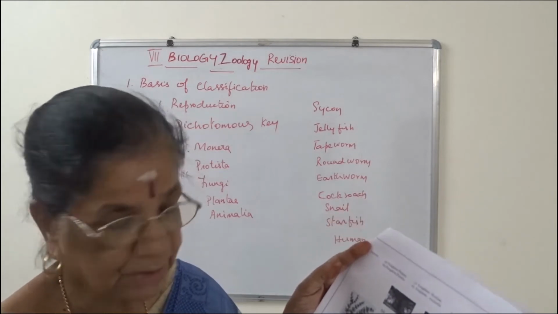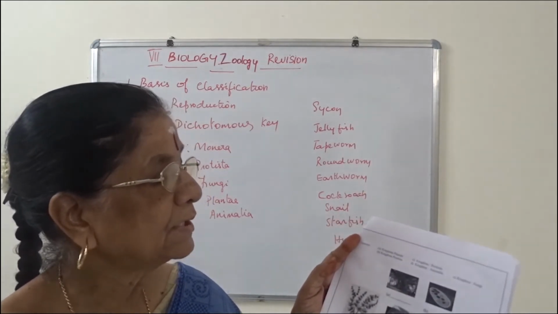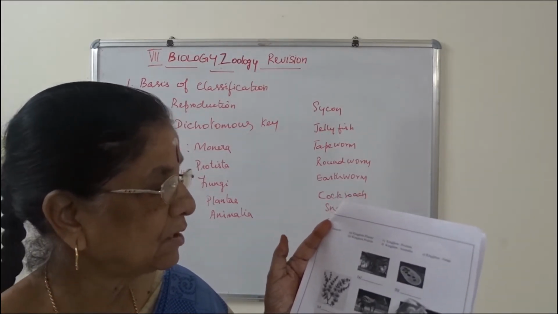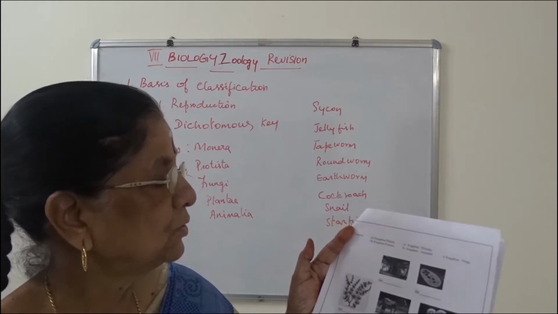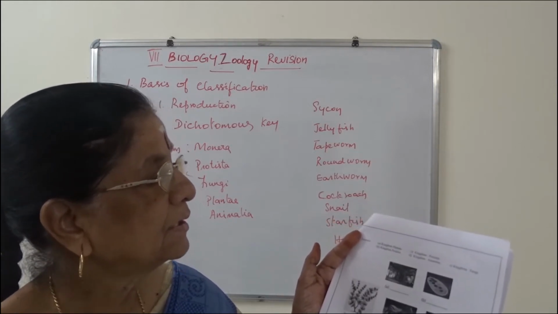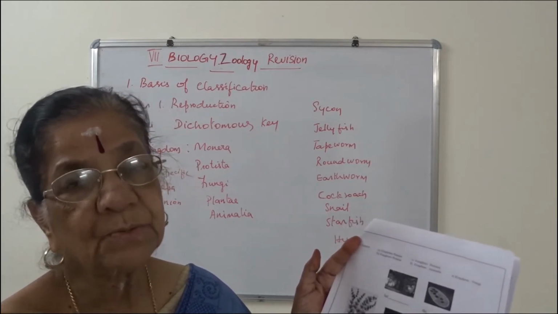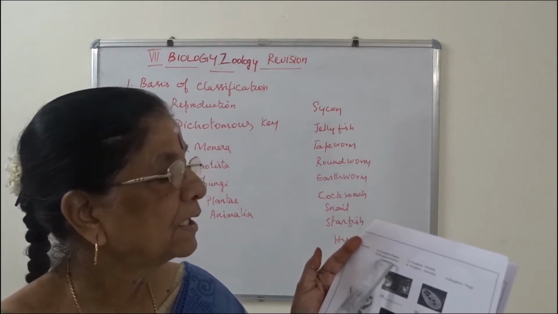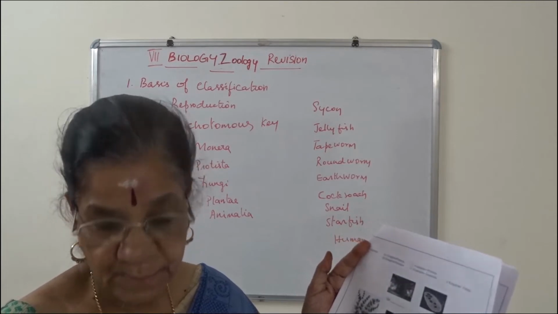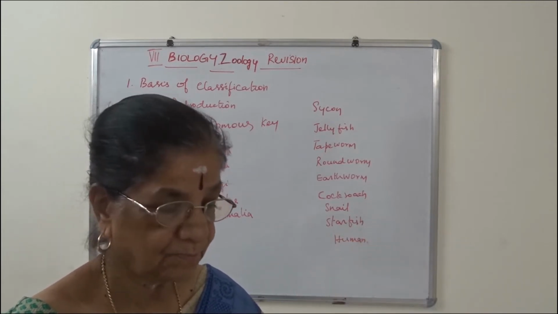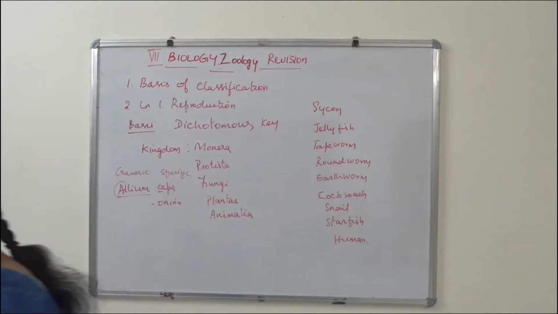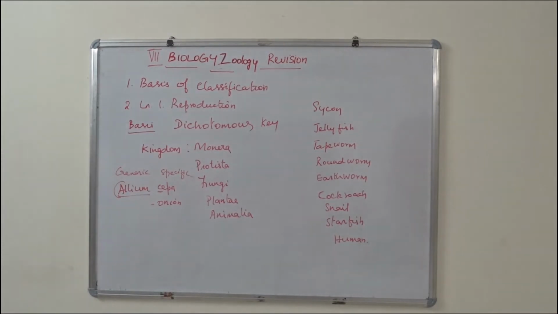First one, kingdom Plantae. Kingdom Protista. This is C also, kingdom Protista. D, kingdom Animalia, kingdom Fungi. I repeat: kingdom Plantae, kingdom Protista, again kingdom Protista, kingdom Animalia, kingdom Fungi. Are you clear? That you have to learn. And then this is for basis of classification, where you have to learn.